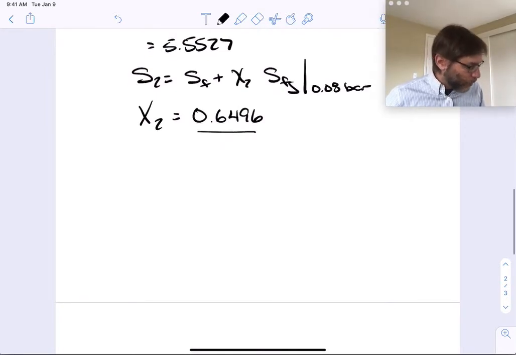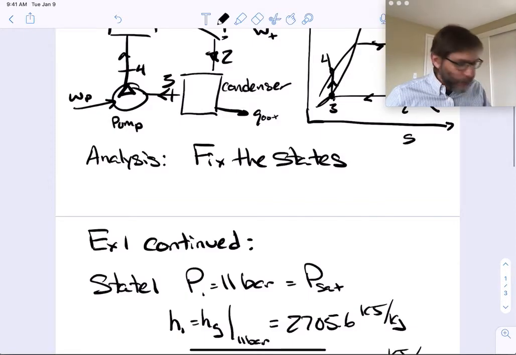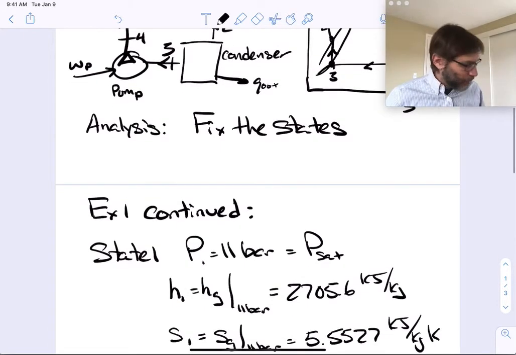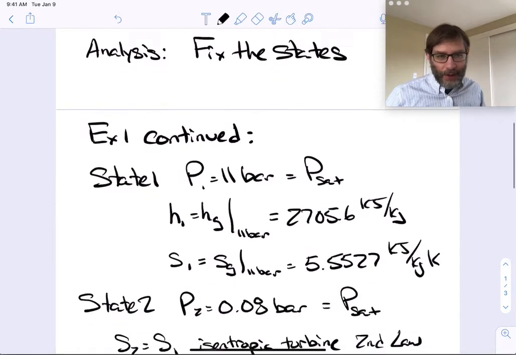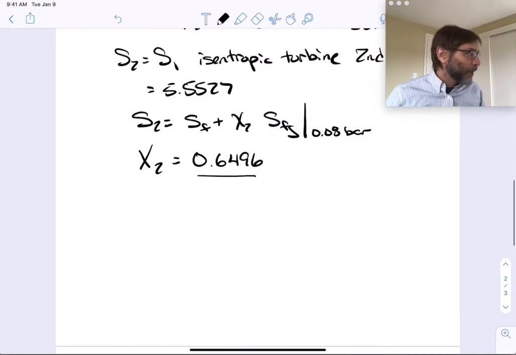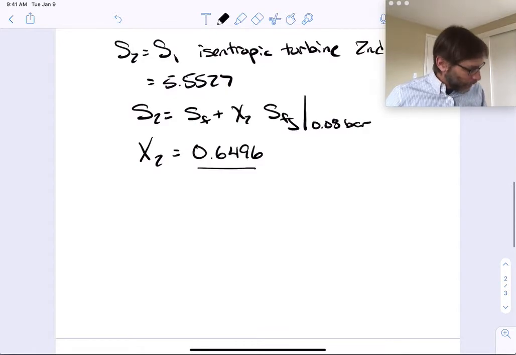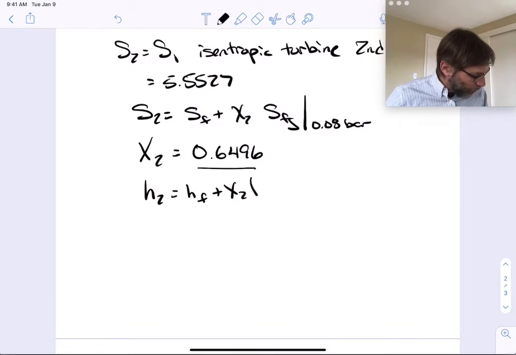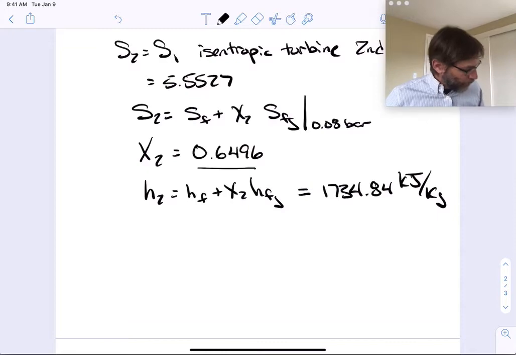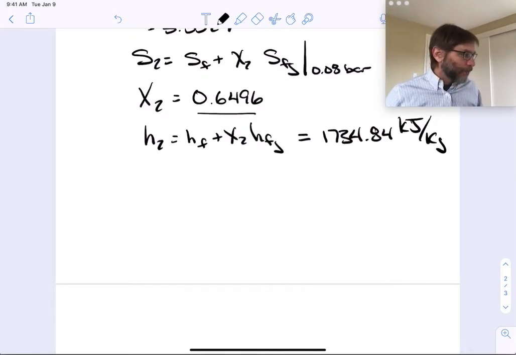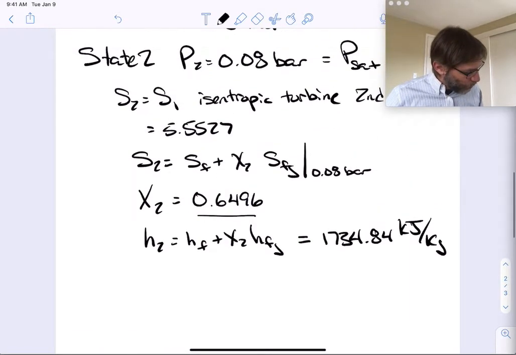So now we're at 65% quality. My diagram's not quite that good, it looks more like 80%, but that's okay. And then H2 is equal to Hf plus X2 Hfg, which if you plug in the numbers here, you get 1734.84 kilojoules per kilogram. Of course, quality has no units. Okay, so we fixed state 2.